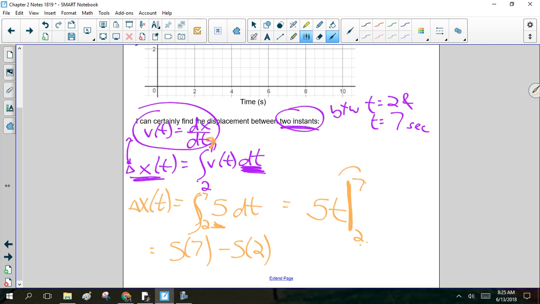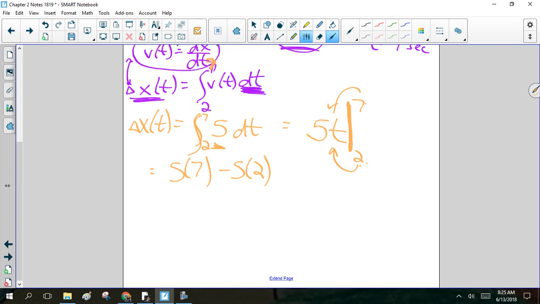Okay, 5 times 7 minus 5 times 2. Okay, and so that gives us 35 minus 10, which is 25 meters. Okay, and so there's our answer.